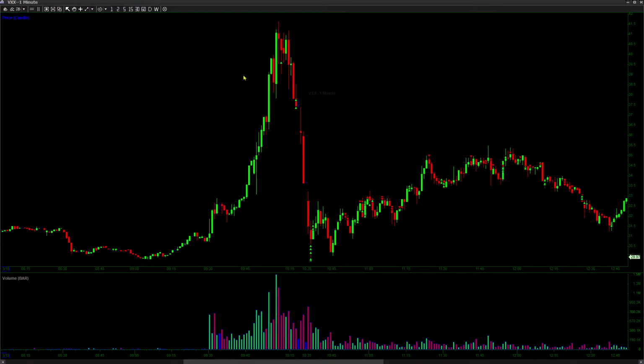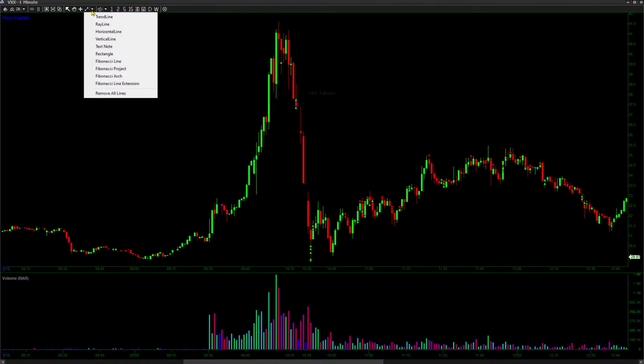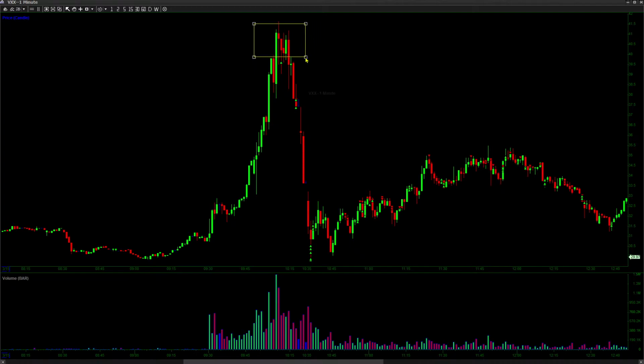Bad idea after a run like this. Another thing I'm seeing is the exhaustion. You can see up here it's exhausted, right? It's losing its rectangle right here, so it's losing its momentum. It's no longer just a quick dip and then rip. It's now struggling to push, struggling to push, struggling to push. After a big run, typically that's what happens.